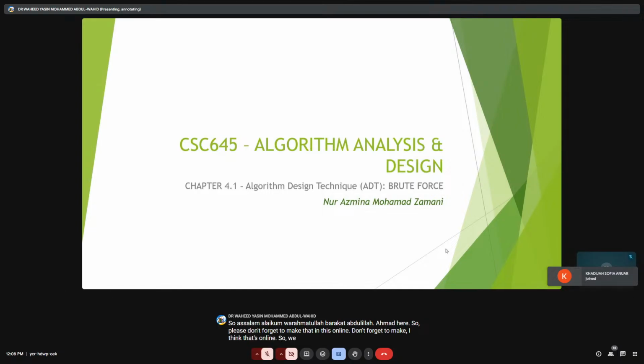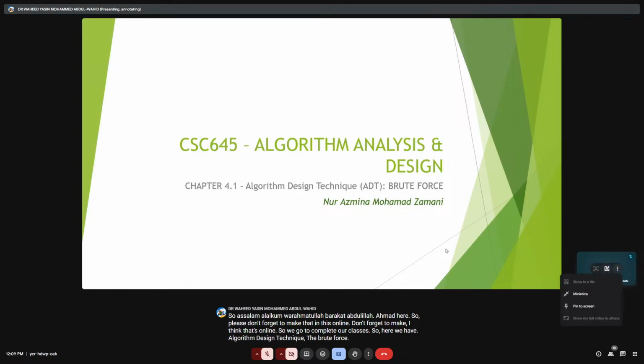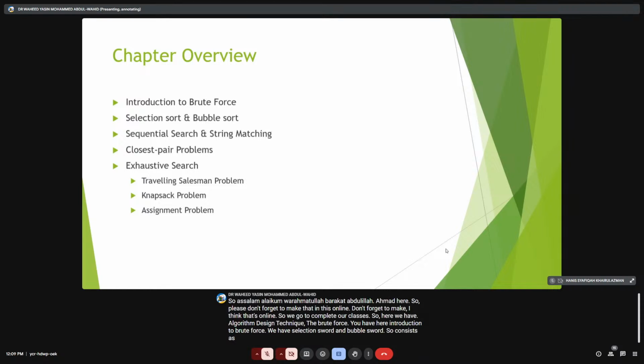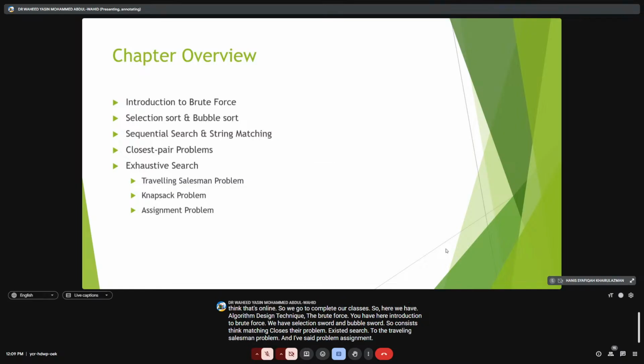So we go to complete our classes. Here we have algorithm design technique, the brute force. We have introduction to brute force. We have selection sort and bubble sort, sequential search and string matching, closest pair problem, exhaustive search, traveling salesman problem, knapsack problem, assignment problem.